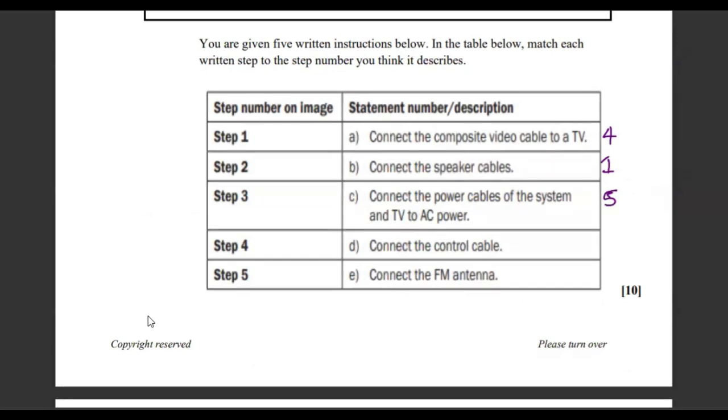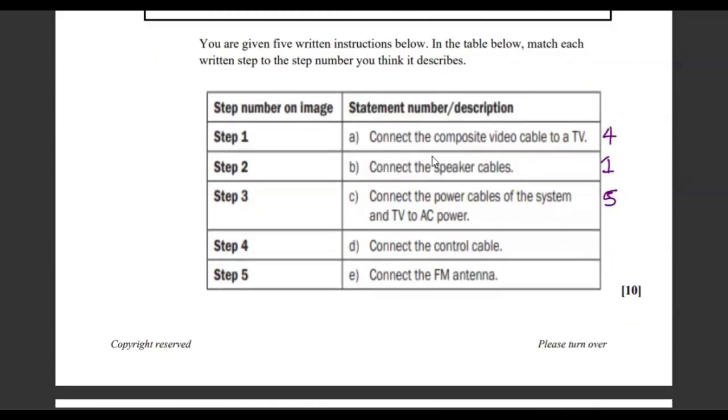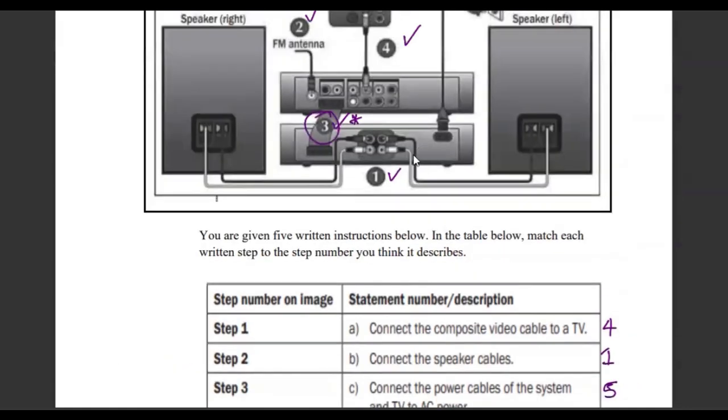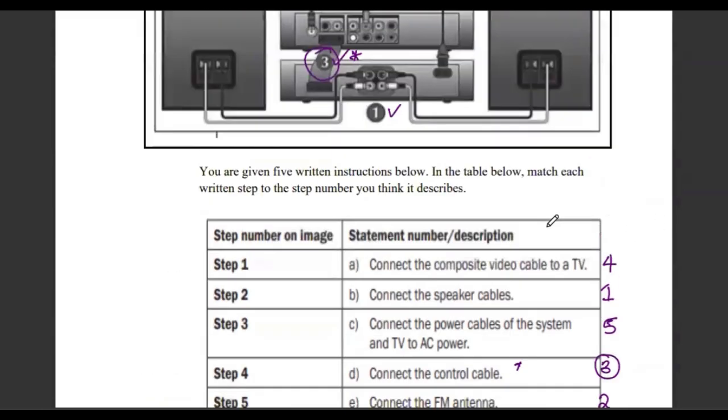All right. Connect the control cable. The control cable is this one here. If you don't understand what step, you can leave it and it's okay. You can put a star here and say connect the FM antenna. You come back and see, that one is 2. Now, if all the steps have their correct numbers, which step is missing? It's 3. So now you're good to go.